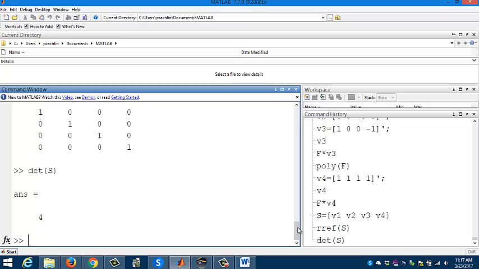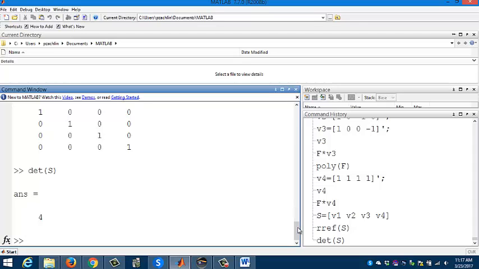It's not 0. That's good. But notice it's not 1 either. When you do reduced row echelon form, we know you do change the determinant. That's part of the last section's homework.